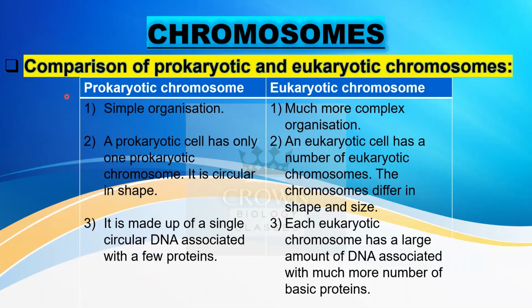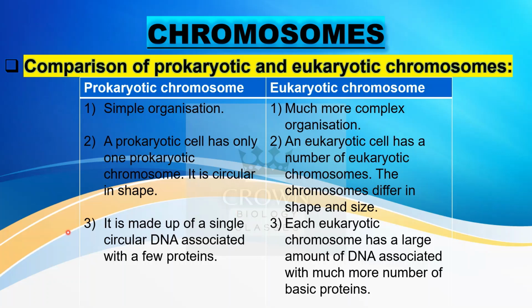Now I will discuss the comparison of prokaryotic and eukaryotic chromosomes. So the first point is that prokaryotic chromosomes have simple organization, but eukaryotic chromosomes have much more complex organization. Second point is a prokaryotic cell has only one prokaryotic chromosome as we have discussed earlier, and this chromosome is circular in shape. A eukaryotic cell has a number of chromosomes, and those chromosomes differ in shape and size.